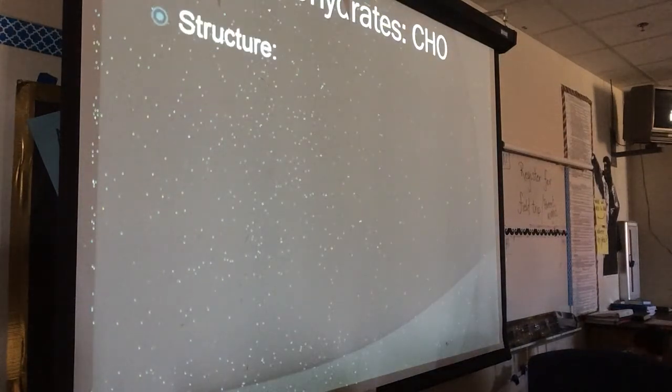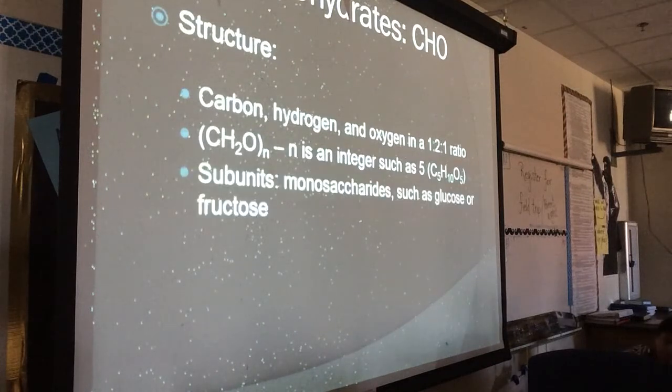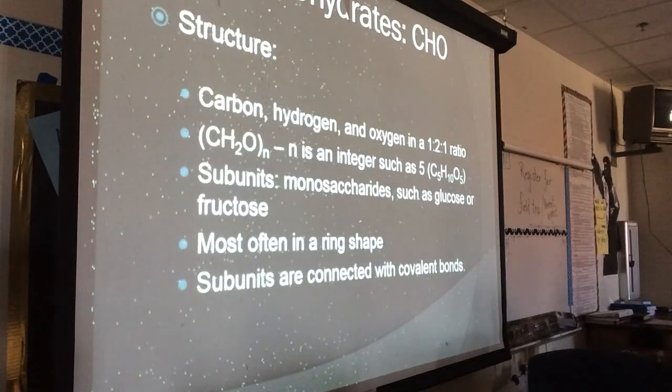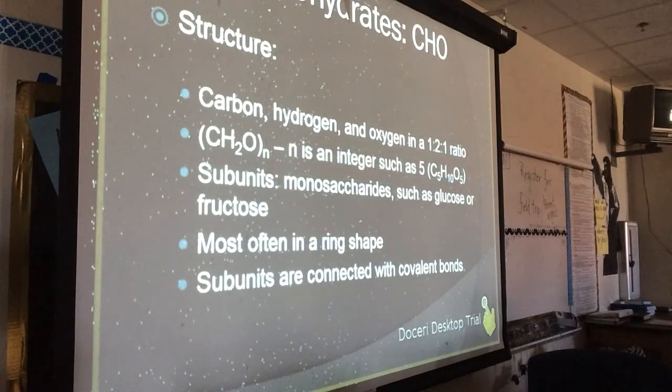Let's talk a little bit more about carbs. When you think about carbs, these are your things like your bread and your cookies and your pasta, all of that yummy, gooey goodness, right? So carbs have carbon, hydrogen, and oxygen in a 1-to-1 ratio. You don't have to write that. The subunit of carbs are what we call monosaccharides. These are things like glucose or fructose. Carbs are in the shape of a ring. They're connected with covalent bonds.